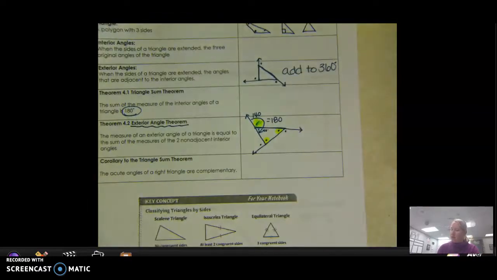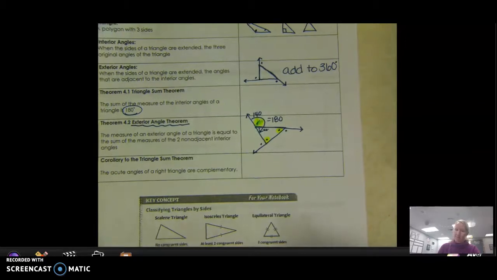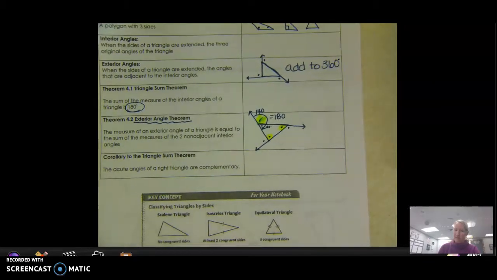Okay? A corollary to the triangle sum theorem is that the acute angles of a right triangle are always complementary. All right. Are we good?